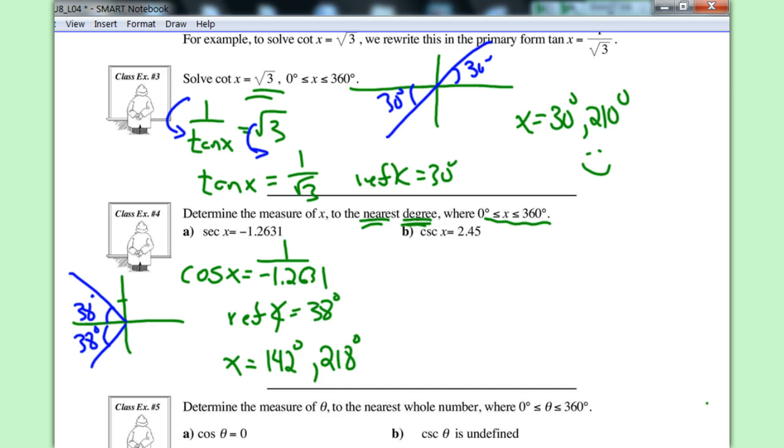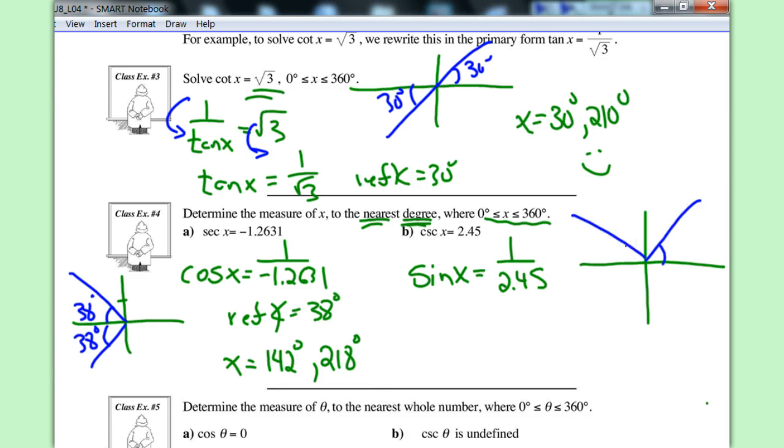Cosecant is the reciprocal of sine, so that means if I take the reciprocal of both sides, sine is equal to 1 over 2.45. Again, it's positive, so I will put it in quadrants where sine is positive, so that's quadrants 1 and 2. I find the reference angle in each of those. My reference angle turns out to be 24 degrees. Right? My reference angle is 24 degrees.